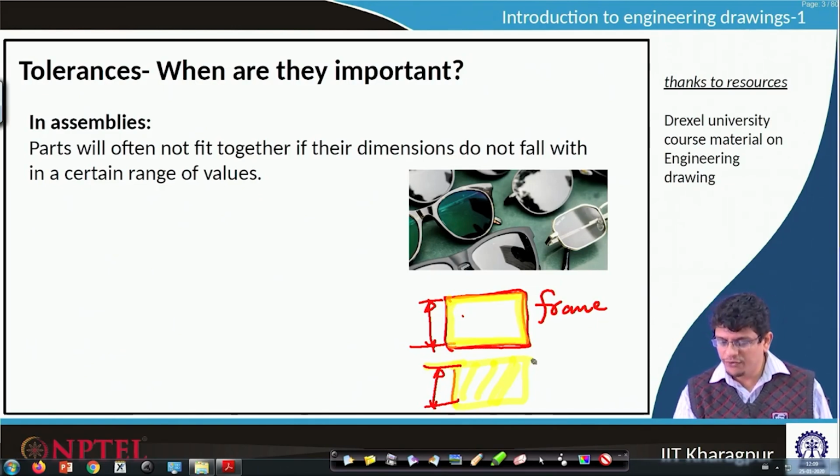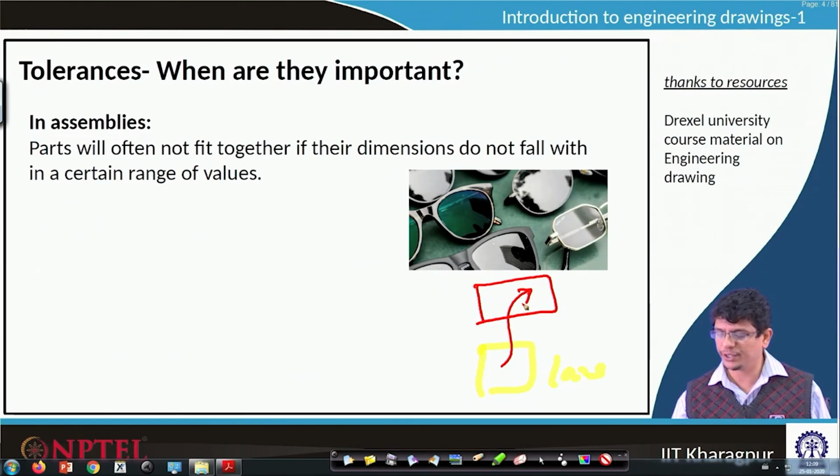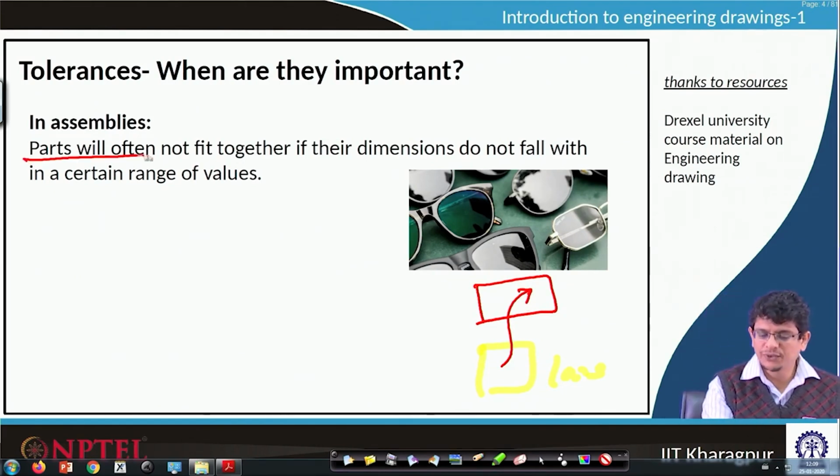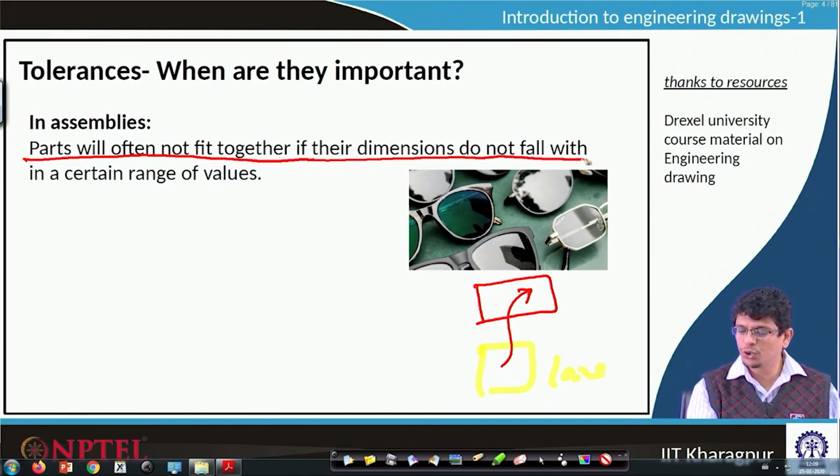But in case we make it smaller, this is a small size but this one is large, it just comes out of that object. If it is too large, if this one is large and this one is small, it can't really fit into that. So, parts will often not fit together if their dimensions do not fall within a certain range of values.